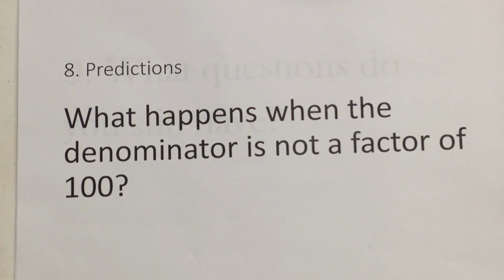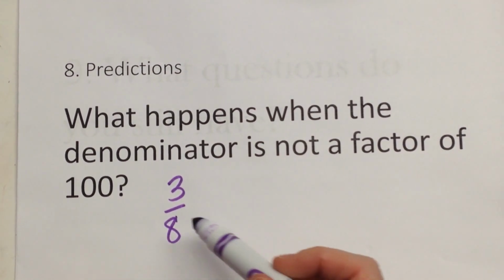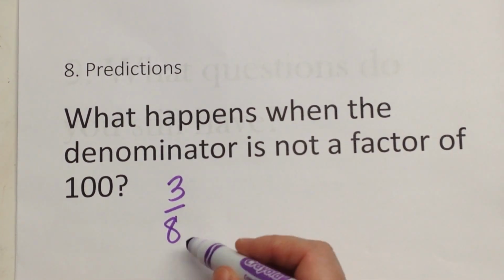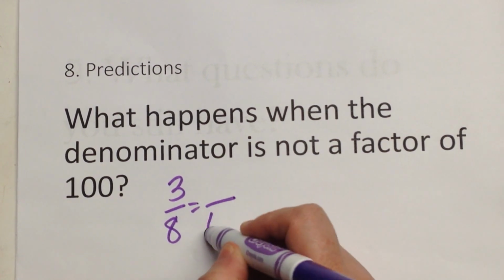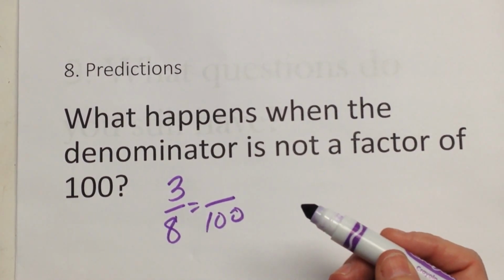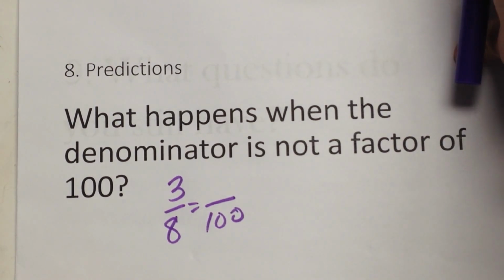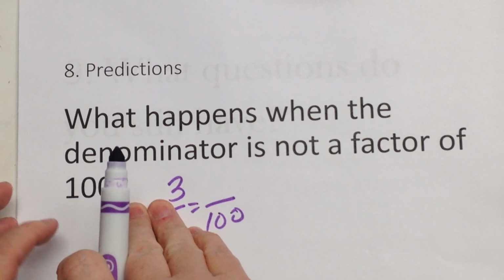Number 8. Now, this works when your denominator is a factor of 100, and we'll come back to those. But what happens when your denominator doesn't go into 100? When you have like 3/8. 8 does not go into 100. There's no whole number that I can multiply by to get from 8 to 100. So I want you to make a prediction. I want a complete sentence about what you think happens when the denominator is not a factor of 100.